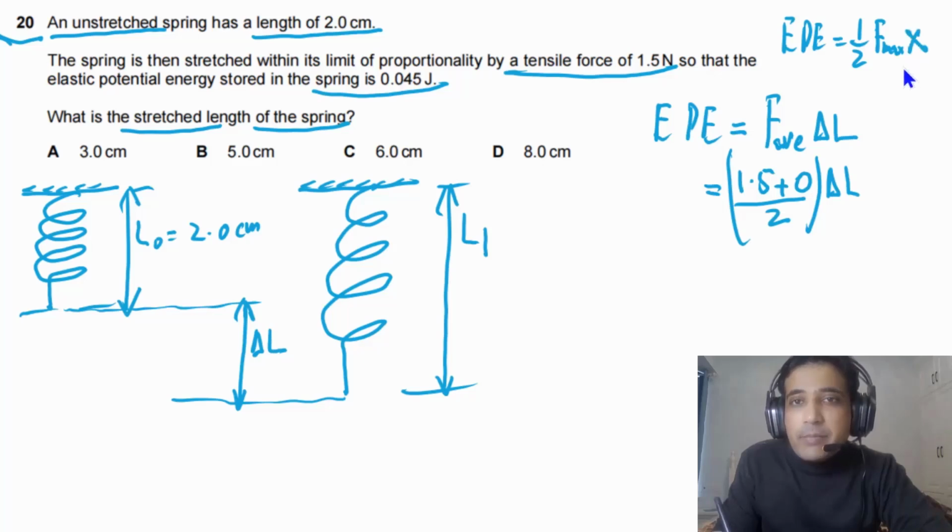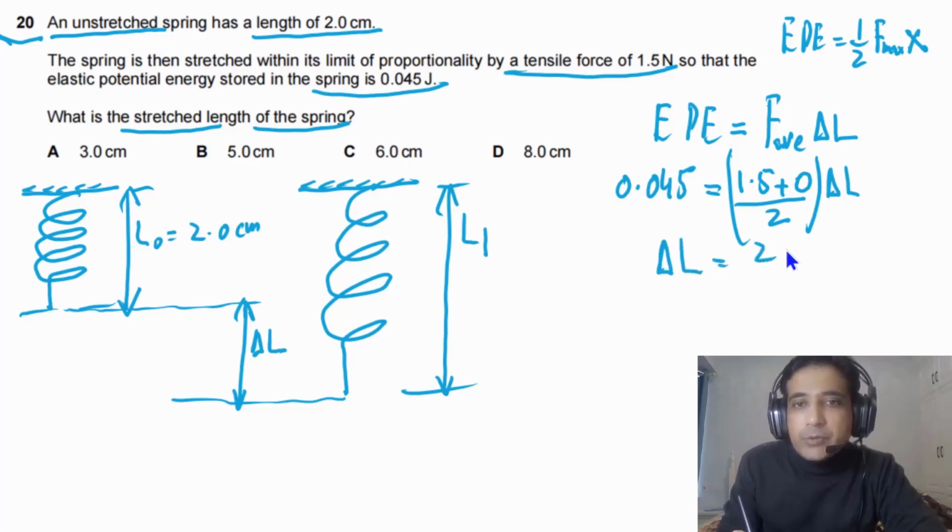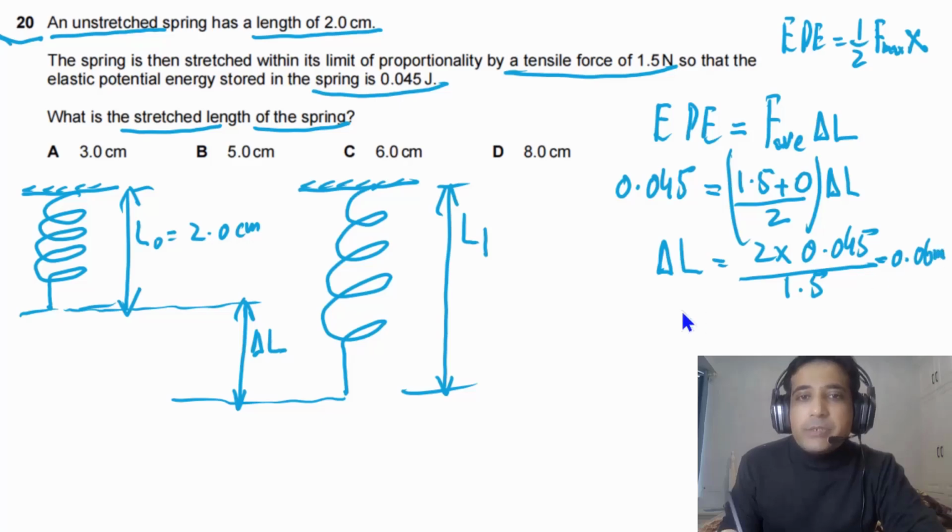EPE in this case is given, so that is 0.045. From here we can find out delta L. Delta L will be equal to 2 times 0.045, divided by 1.5. If we solve this, our final answer will be equal to 0.06 meters, or simply we can say delta L in this case will be equal to 6 centimeters.